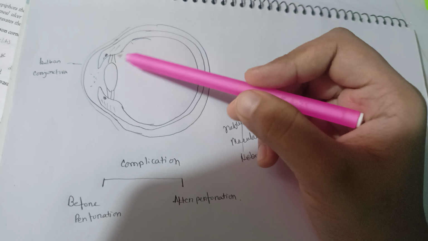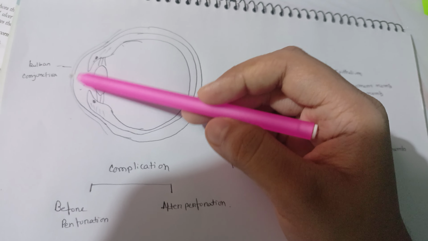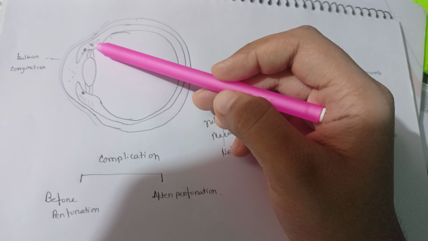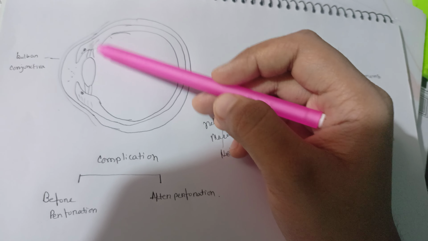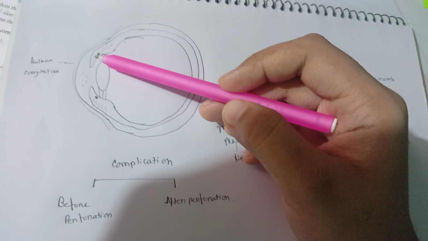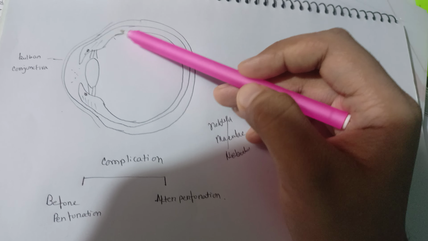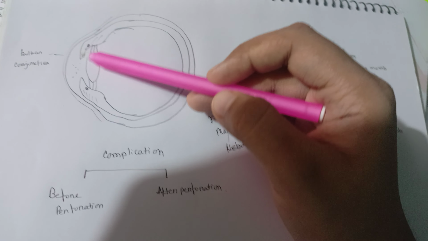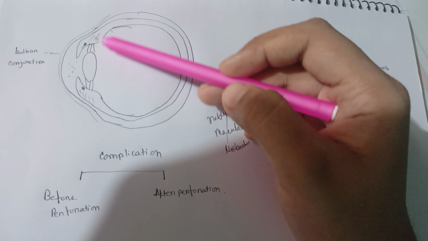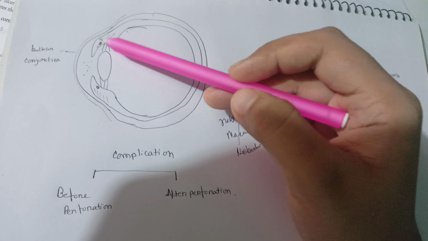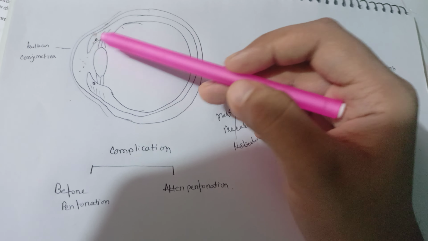When it starts, before the perforation stage, in the initial stages, there is an inflammation that spreads into the iris and the anterior part of the ciliary body. This is actually the uveal tract, which is composed of the iris, ciliary body, and choroid. When the iris and anterior part of the ciliary body get inflamed, it causes acute uveitis, which is a complication of the corneal ulcer.